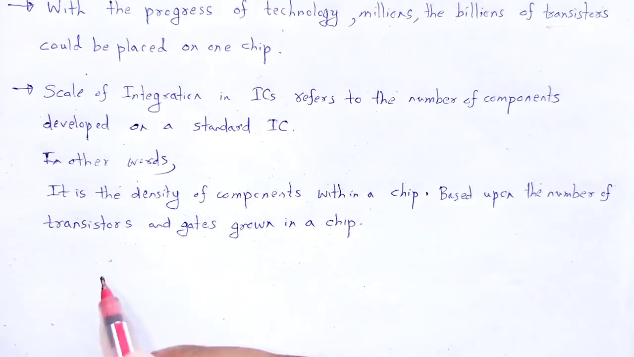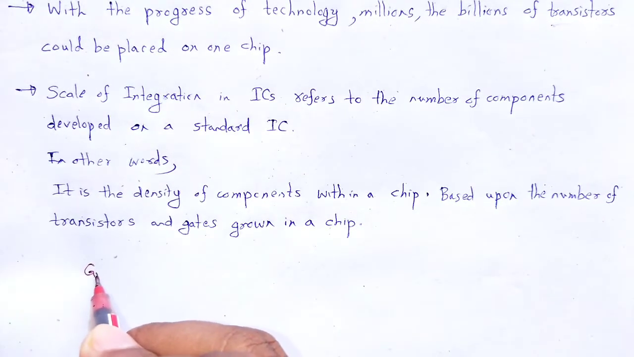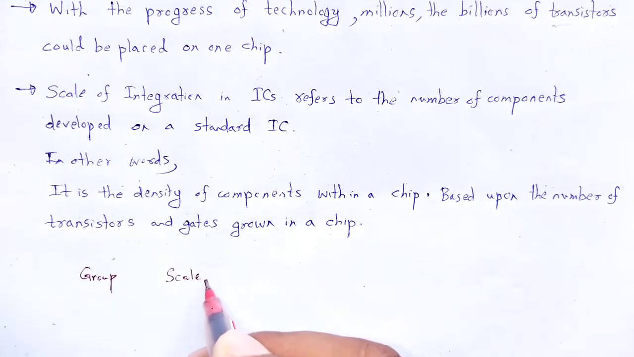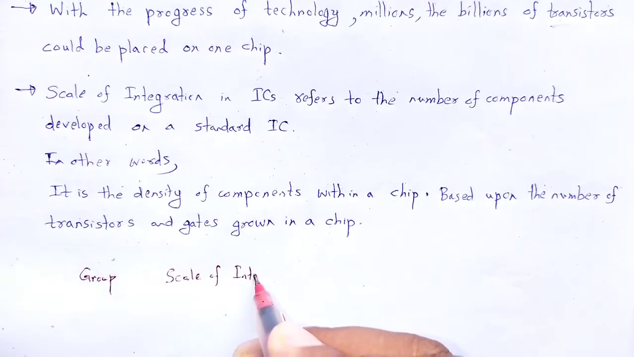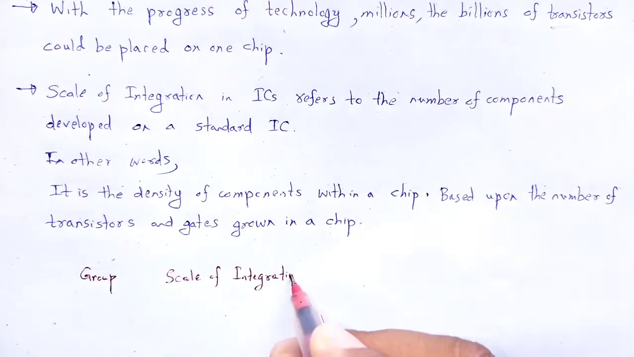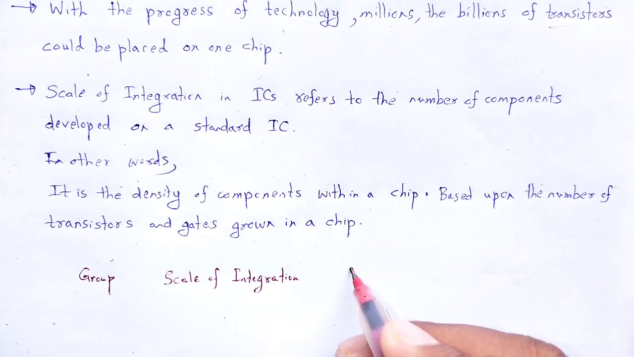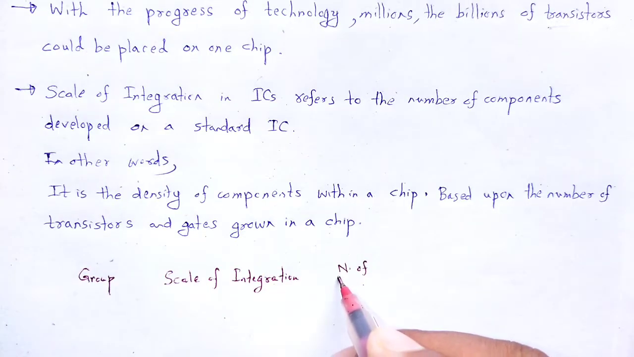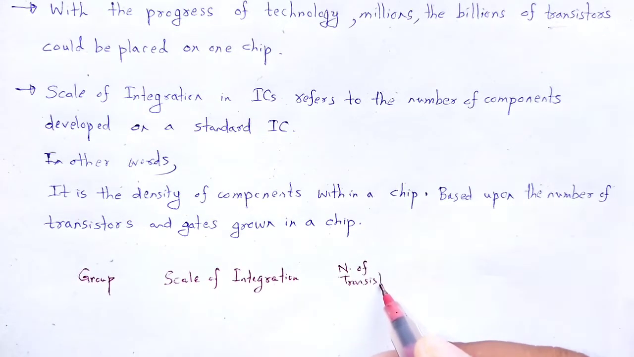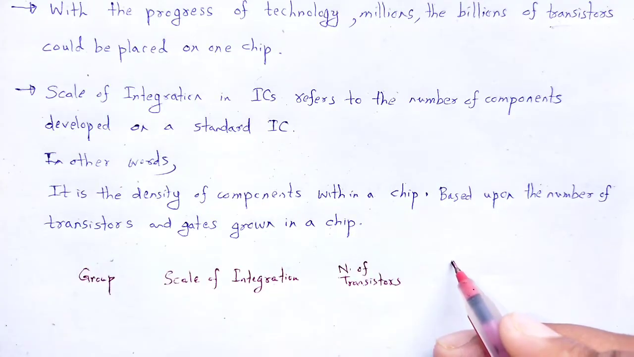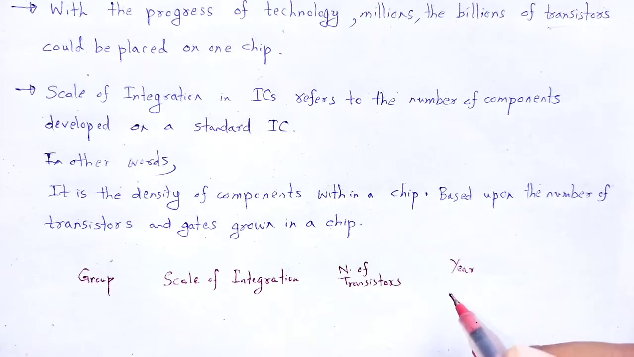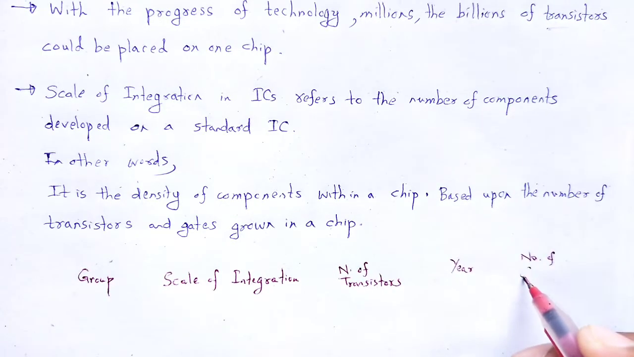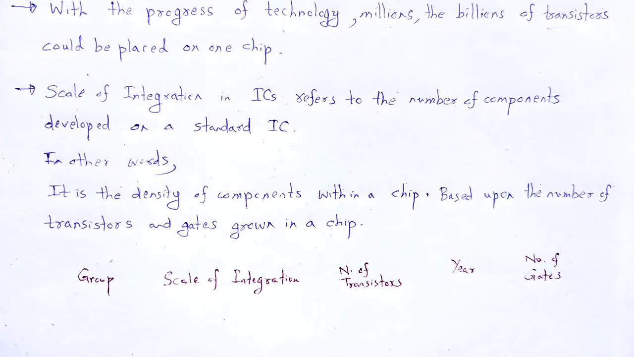We consider the group, scale of integration, number of transistors, in which year the technology was developed, and number of gates.